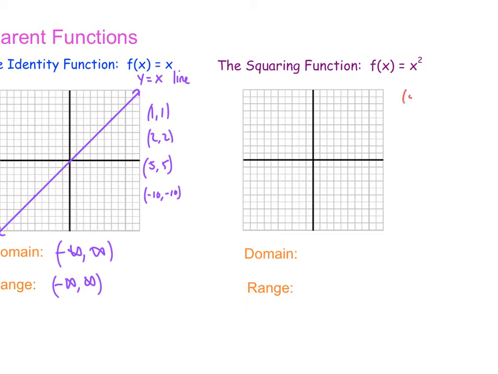If you say, okay, what's 0 squared? Well, that's 0. What's 1 squared? That's 1. What's 2 squared? That's 4. What's 3 squared? That's 9. We can't plot anything higher than that. So (0, 0), (1, 1), (2, 4), (3, 9). Remember, parabolas are symmetrical, so we also get (-1, 1), (-2, 4), (-3, 9).